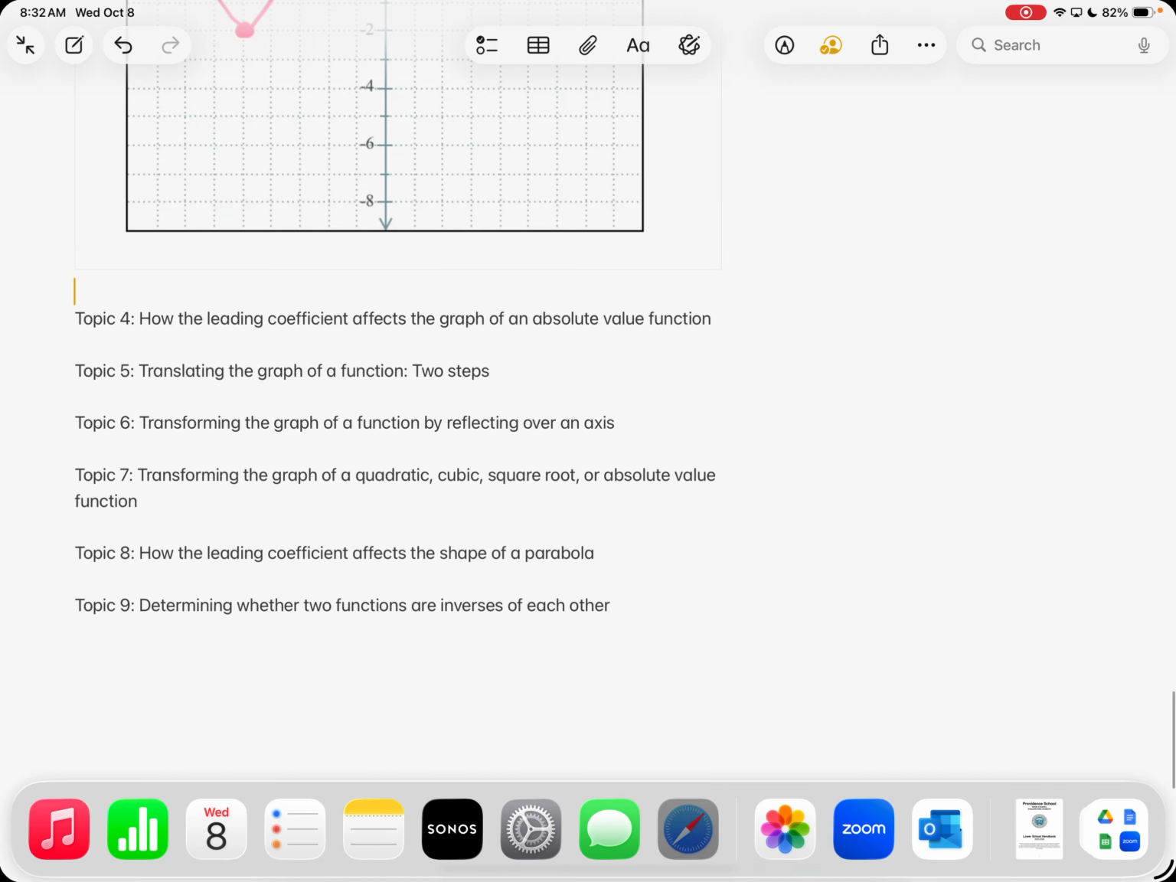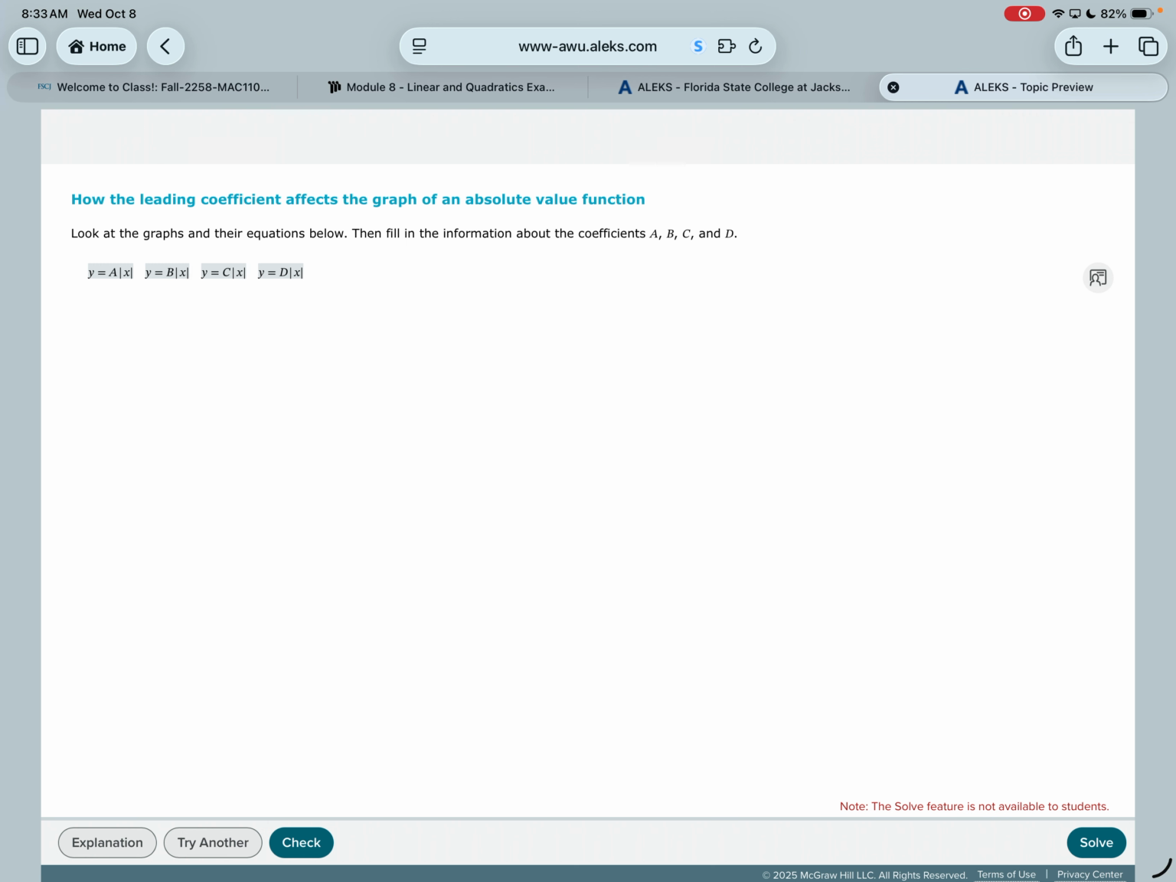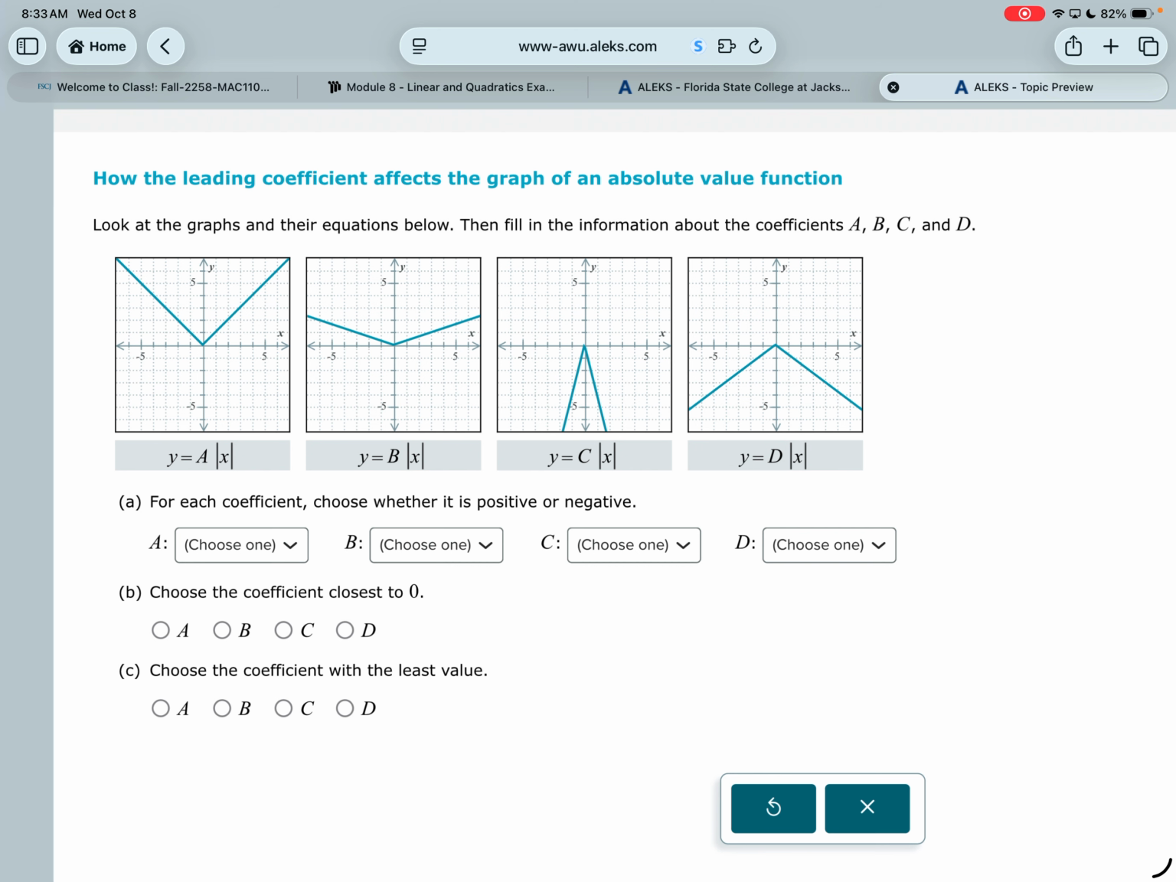The next one, how does the leading graph affect the absolute value? All right, so I might just work this one out real quick. So this one, you have different graphs and you're trying to determine what is happening there. So the first thing I identify is that C and D are going to be negative. I guess that's part A. Part A says which one's positive, which one's negative. So A is positive because it opens up, B is positive because it opens up, C is negative because it opens down, and D is negative because it opens down. So we can tell that real quick.